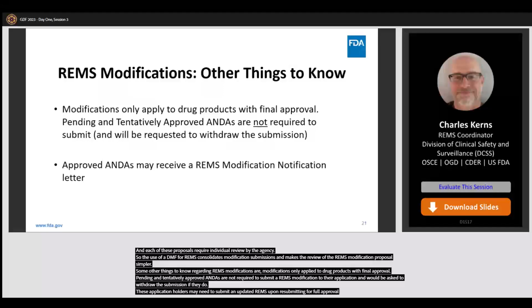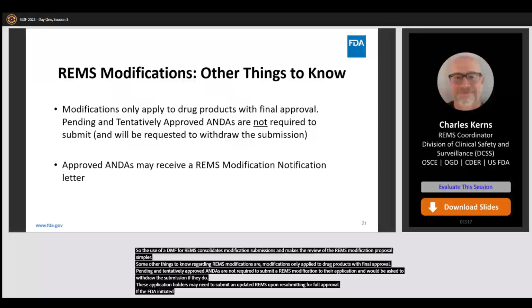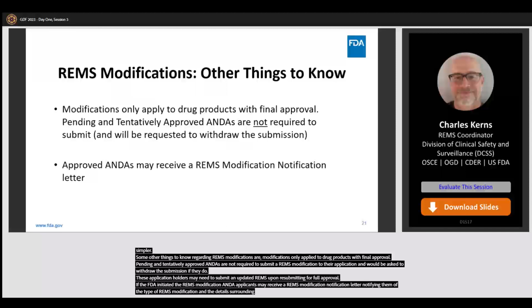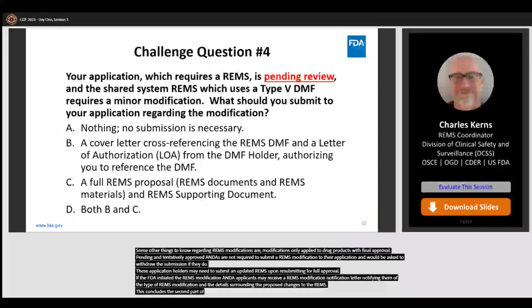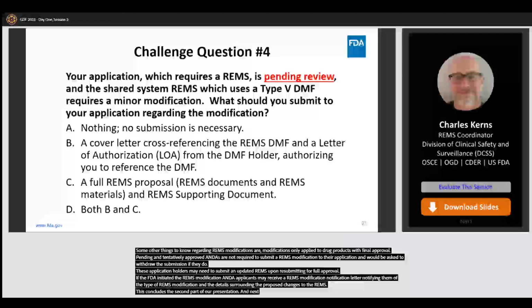If the FDA initiated the REMS modification, ANDA applicants may receive a REMS modification notification letter notifying them of the type of REMS modification and the details surrounding the proposed changes to the REMS. This concludes the second part of our presentation, and next we're going to go over a couple more challenge questions.